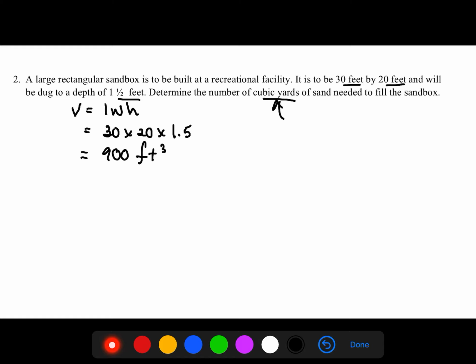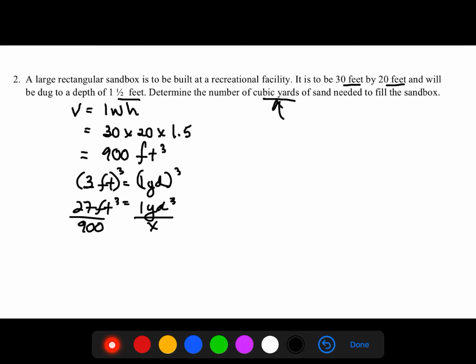Like we talked about last day with our area, we have to account for the fact that it's not just feet to yards. We are doing cubic units. So when we talked about doing area, we squared our conversion. Because we're talking about cubic units, we now have to cube our conversion. So both sides get cubed. So 3 times 3 times 3 means we have 27 cubic feet is equal to 1 cubic yard.